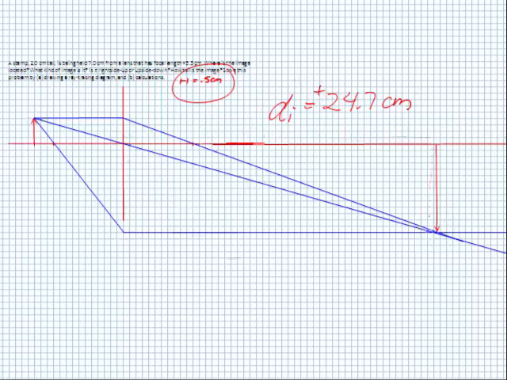And counting the blocks to find the height of the image, and again using the scale, 1 block is half a centimeter, it's about 7 centimeters high. And upside down, so I put a minus sign on it. This is a real image. The rays really are crossing here. And of course it's upside down. So we've answered all the questions.